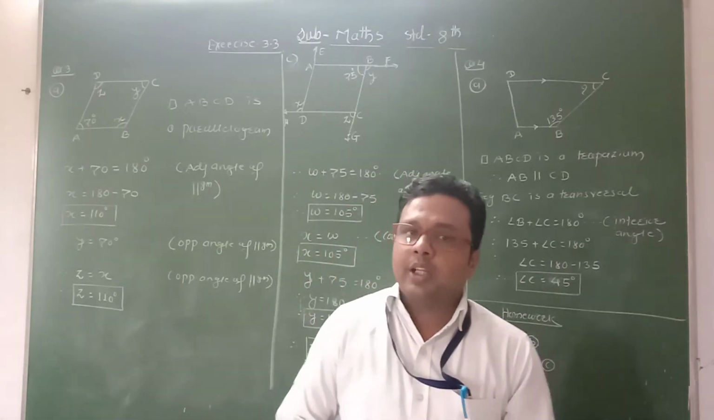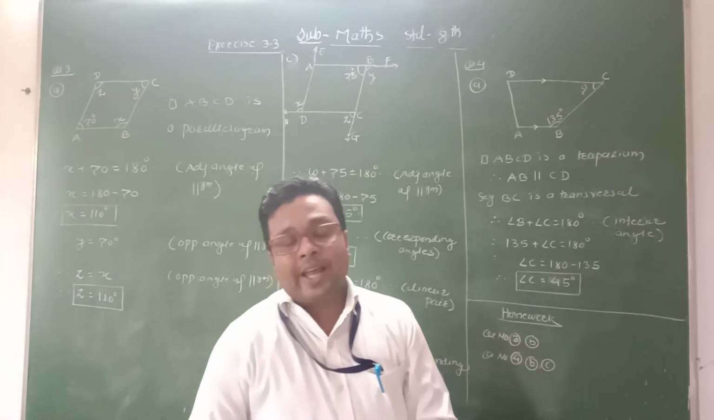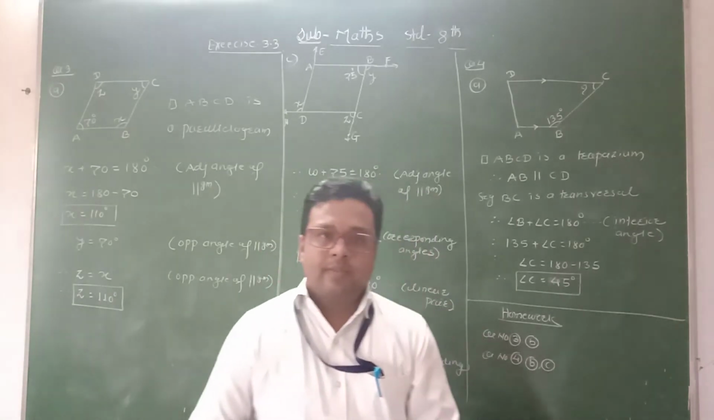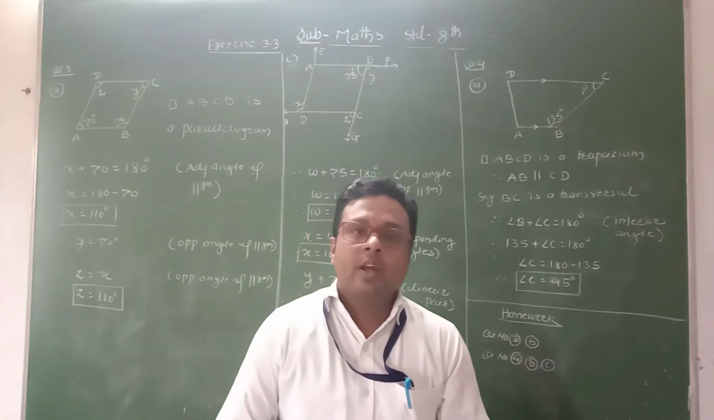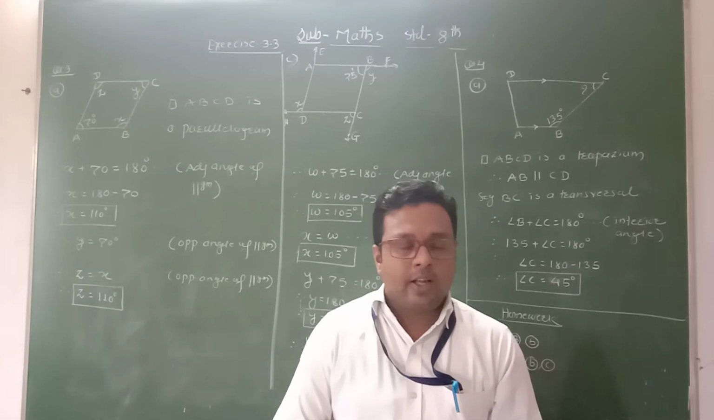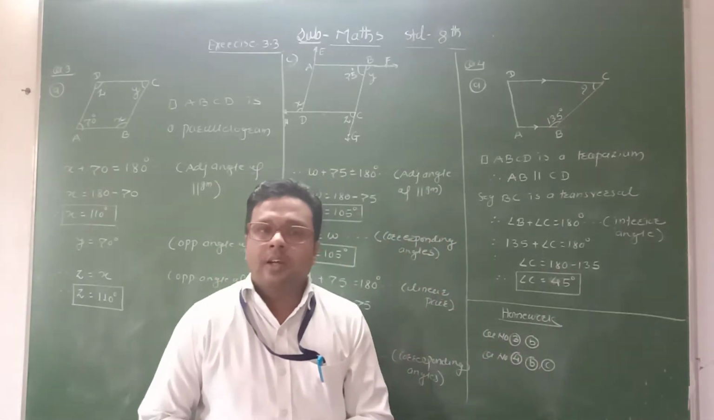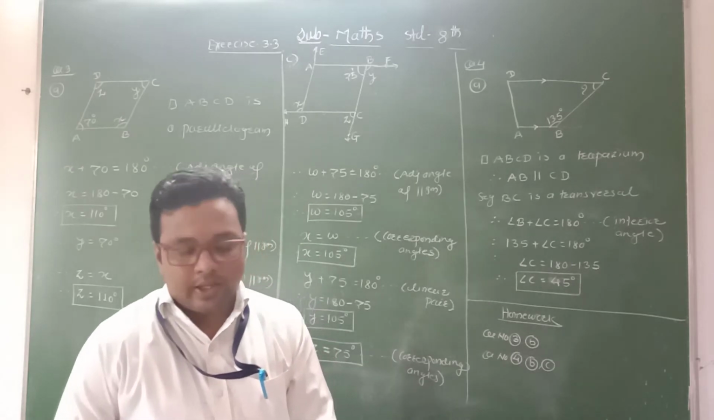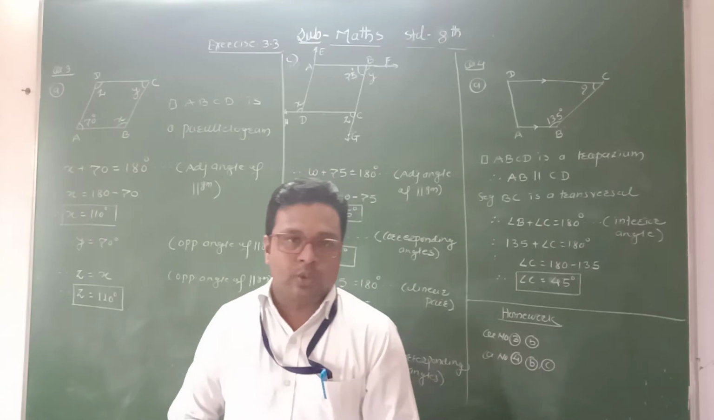Then remember the property for parallel lines and the transversal. For the angles formed by parallel lines and a transversal, corresponding angles are congruent, alternate angles are congruent, and interior angles formed by the parallel lines and the transversal are supplementary. Okay, using these properties here we try to find the value of x, y, z.